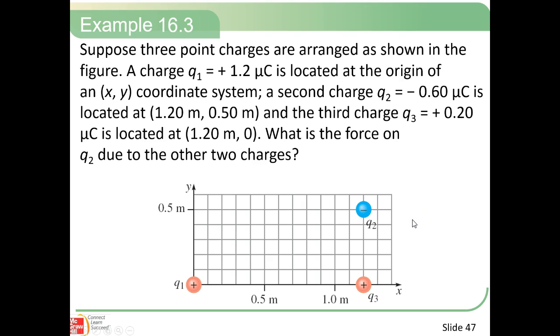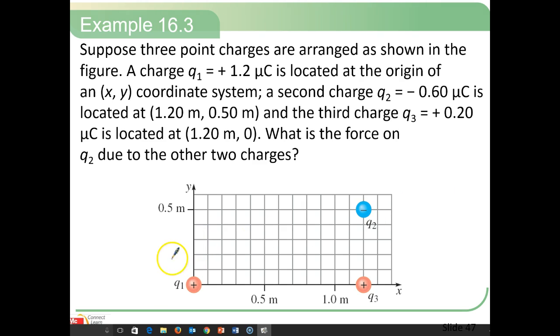Now we've got these three point charges arranged as you see below. They put them on a grid to help you a little bit. Charge Q1 has a charge of 1.2 microcoulombs and is at the origin. The second charge Q2 is negative 0.6 microcoulombs, and our third charge is 0.2 microcoulombs, and it's positive.